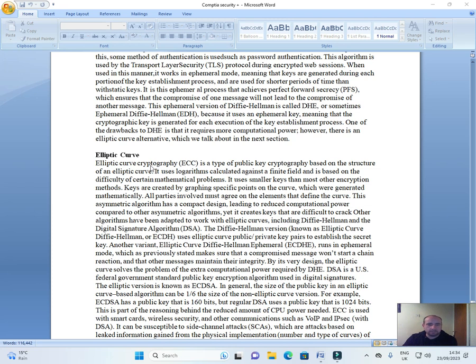Elliptic curve. Elliptic curve cryptography (ECC) is a type of public key cryptography based on the structure of the elliptic curve. It uses algorithms calculated against a finite field and is based on the difficulty of certain mathematical problems. It uses smaller keys than most other encryption methods. Keys are created by graphing specific points on the curve, which are generated mathematically. All parties involved must agree on the elements that define the curve.